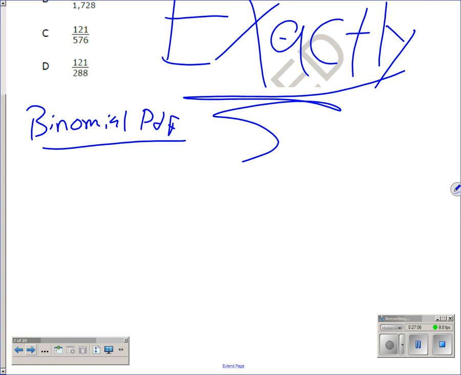So it's the same menu as normal CDF and PDF. You're going to go to second VARS. That's option A.